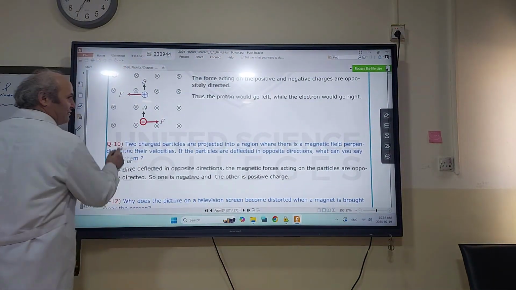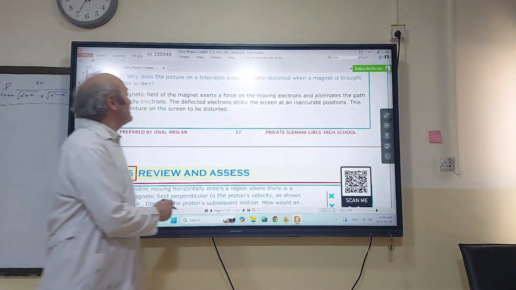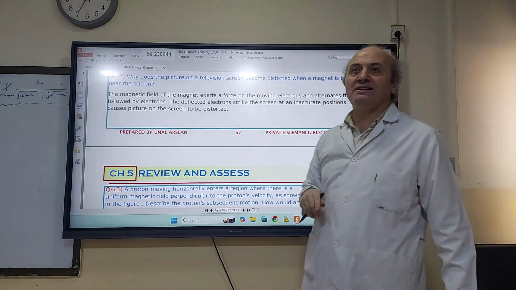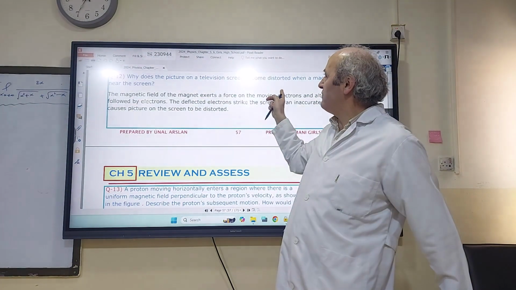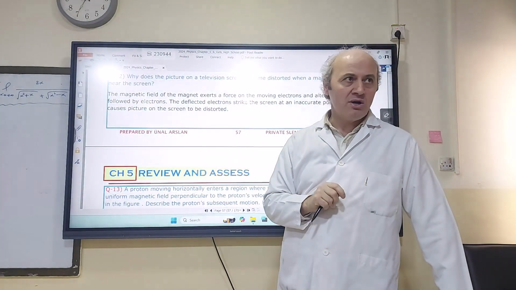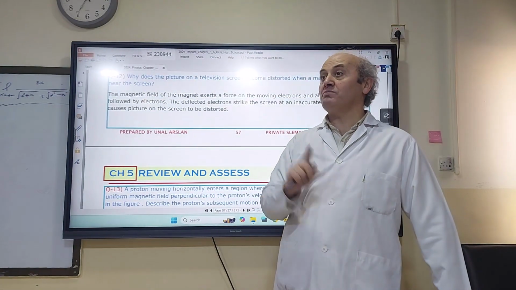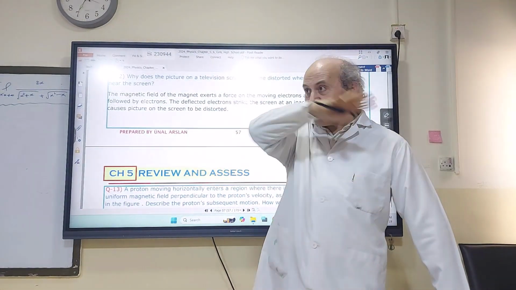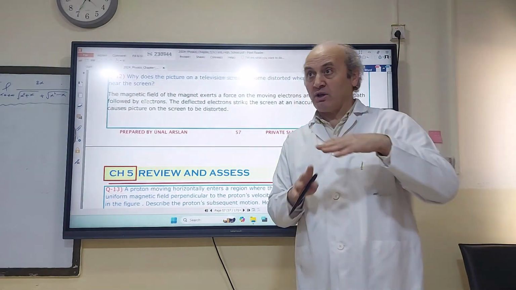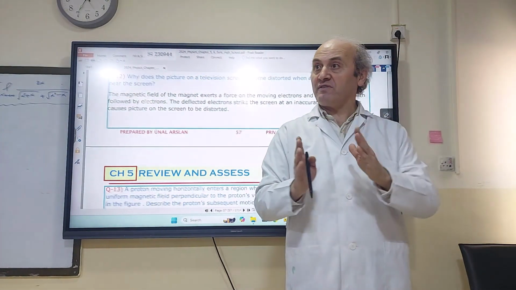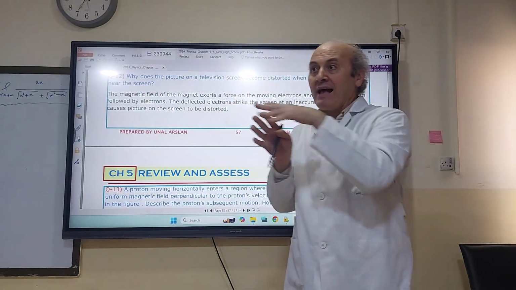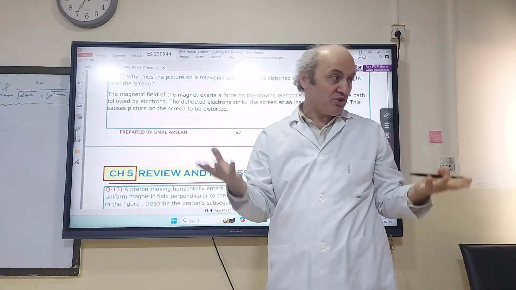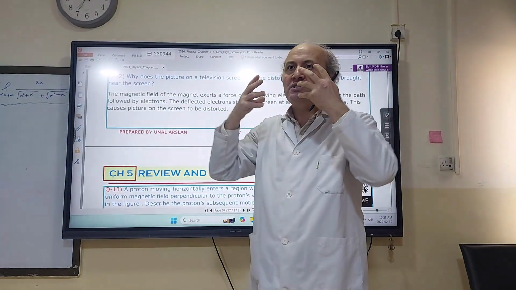Alright, now question number 12. Why does the picture on the television screen become distorted when a magnet is brought near the screen? To know this, these television screens are old-fashioned televisions they are talking about. Old-fashioned televisions use a magnetic field, and that inside story which was cancelled was about that. A magnetic field changes the direction of the electrons, because electrons are first accelerated by an electric field, then start to move towards the screen. As they are moving towards the screen, the magnetic field changes their direction. They collide with different parts of the screen and make a picture. Old-fashioned televisions, these black-and-white televisions.